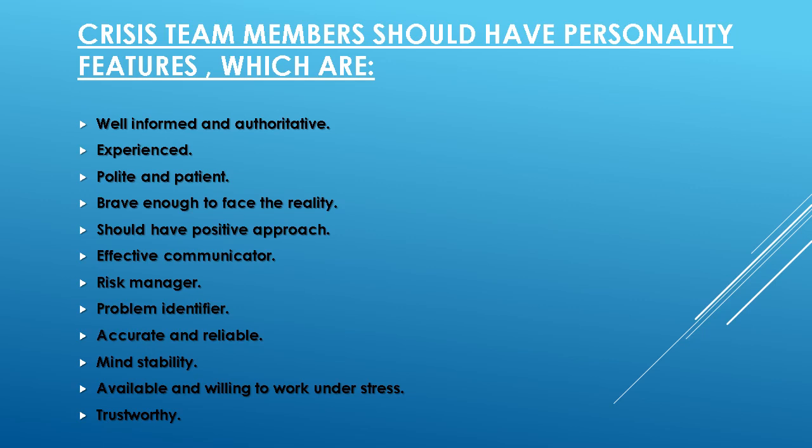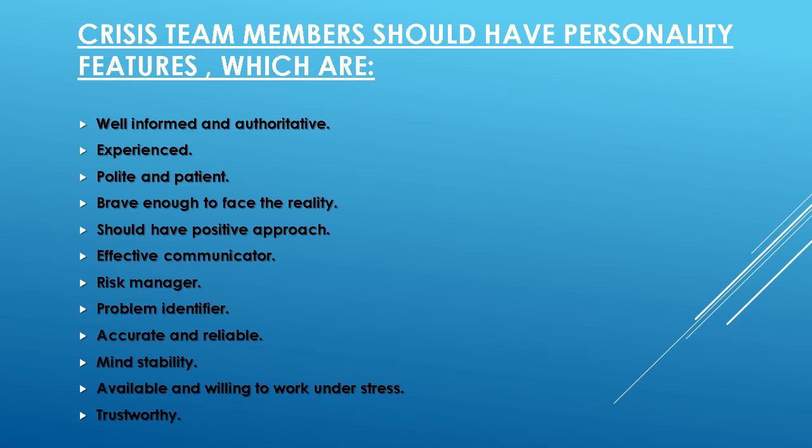Risk manager. This leads us to the importance of taking decisions. They may cause short-term risks, but long-term solutions for the organization. Problem identifier, the ability to highlight the problems that may face the team while executing the plan. Mind stability. Accurate and reliable, the accuracy to implement the plan steps according to the timetable and the emergency situation.